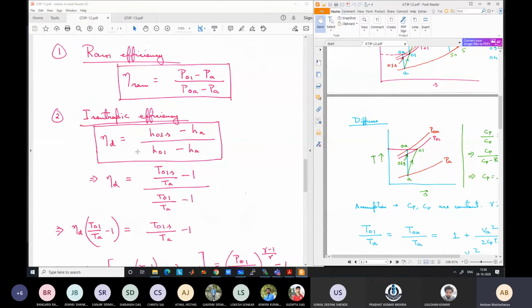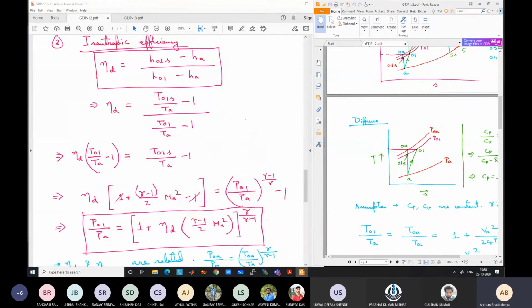So once we have defined the efficiency as (h01s − ha) by (h01 − ha), we can now do some simplification. Simplification means some calculation. You remove the Cp and divide the numerator and denominator by Ta. Okay, so you will get (T01s by Ta − 1) by (T01 by Ta − 1). You take this term to the left hand side.